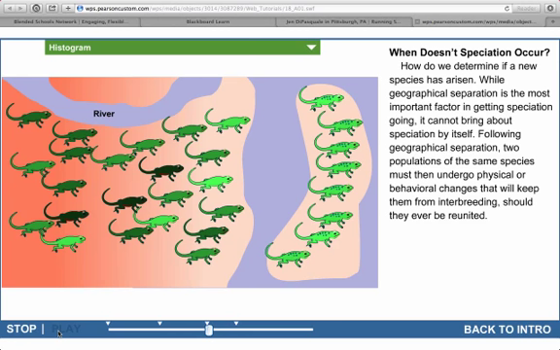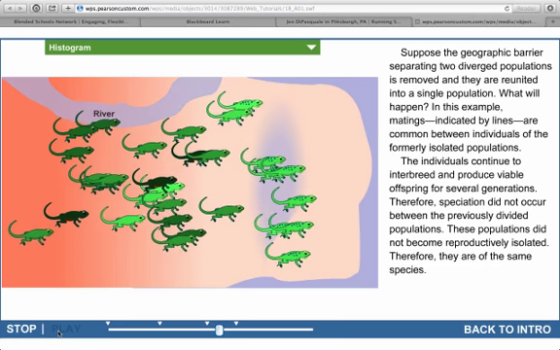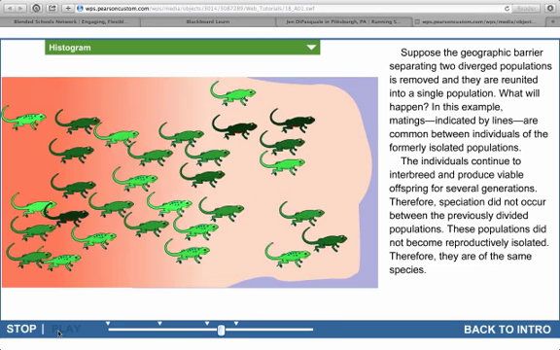While geographical separation is the most important factor in getting speciation going, it cannot bring about speciation by itself. Following geographical separation, two populations of the same species must then undergo physical or behavioral changes that will keep them from interbreeding should they ever be reunited. Suppose the geographic barrier separating these two diverged populations is removed and they're reunited into a single population. What will happen?